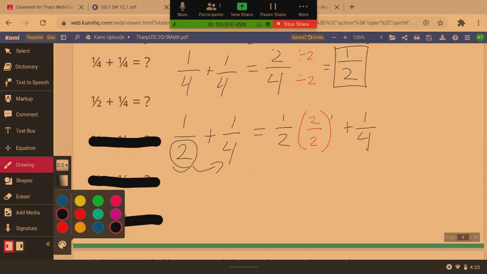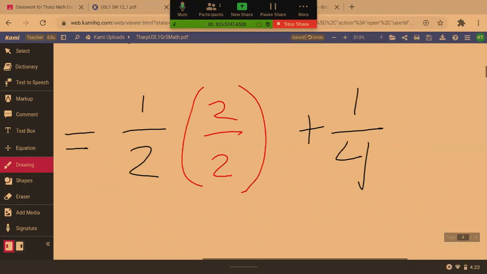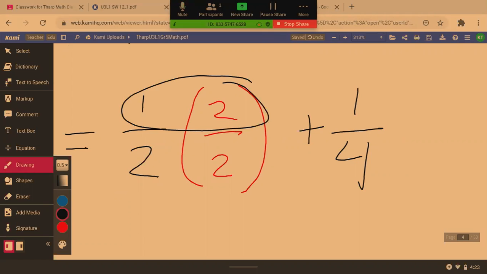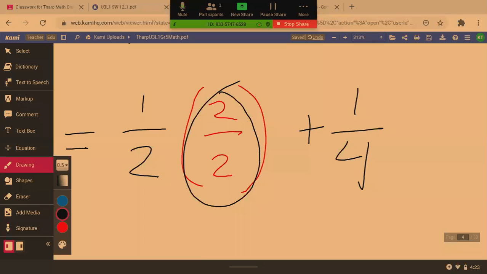Now, a lot of scholars in class were asking me, why did I multiply 2 over 2? Well, if we multiply the bottom, the denominator, by 2, we have to do the same thing to the numerator. The numerator gets jealous. If you do one thing to the bottom, you have to do it to the top as well to keep things proportional, to keep things even. Now, the reason why we're doing 2 over 2 is because 2 over 2 equals 1.